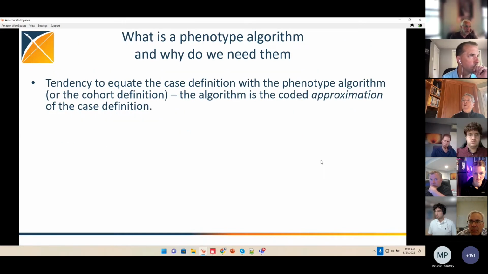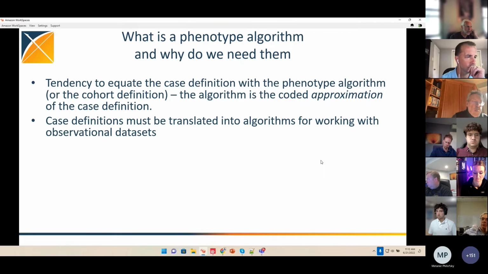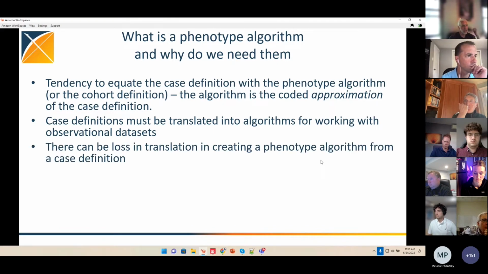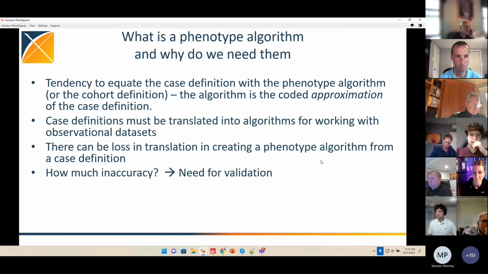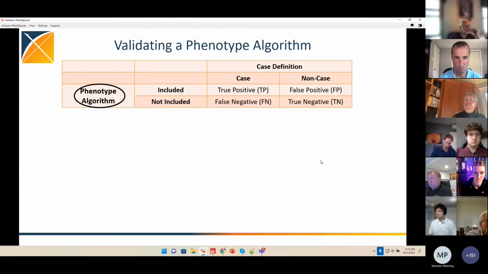We have this tendency to equate the clinical definition, the case definition, with the phenotype algorithm. But we have to remember that the algorithm is actually a coded approximation of the case definition. The case definitions must be translated into these algorithms for working with observational databases to be able to query data from them. Inevitably, you're going to have a loss in the translation from the case definition to the phenotype algorithm. Then the question is, how much of that loss, how much inaccuracy is brought into play, and then we need to validate these algorithms, and that's why we do it.